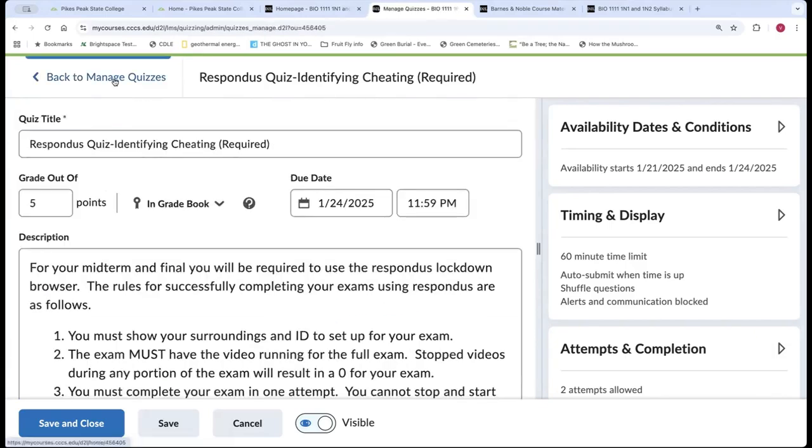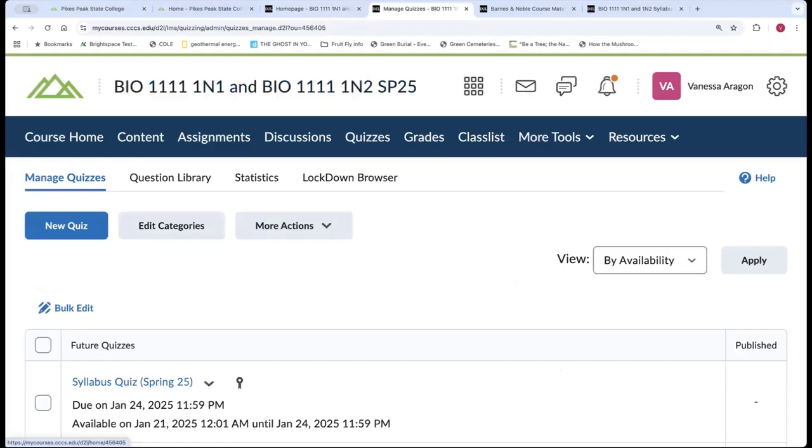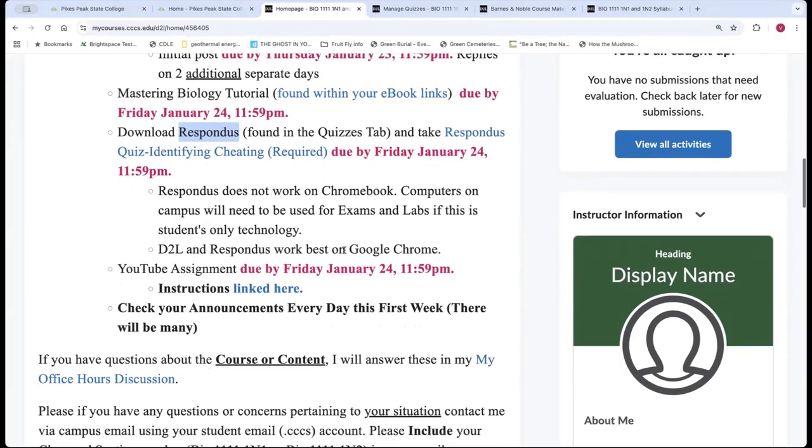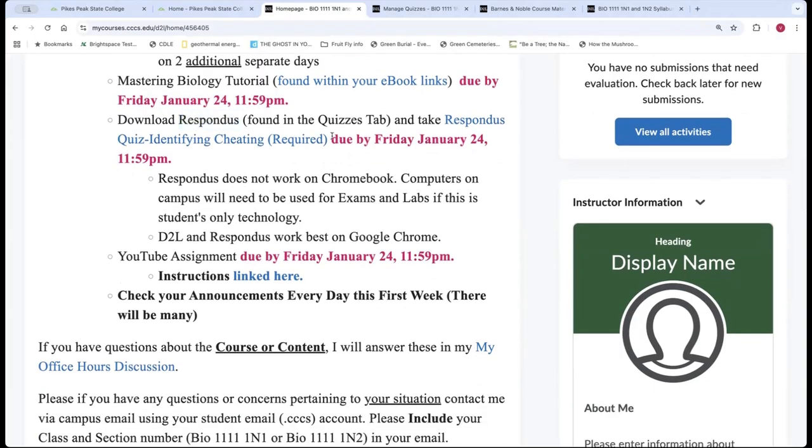So it's going to teach you what you're needing to do in that Respondus and the use of it when you're taking your exams. You do not use Respondus for your chapter quizzes, but you will be using Respondus for your midterm, your final, and your lab practicals. Okay, so with this, to take that quiz, it is due by January 24th, Friday, 11:59 p.m. If you miss it, you miss the points.